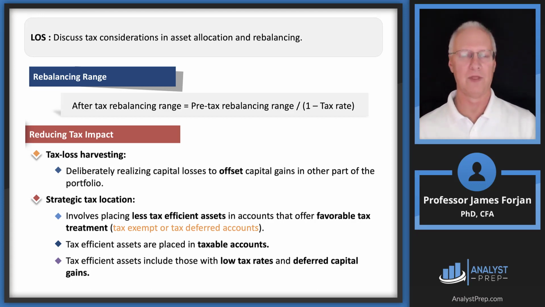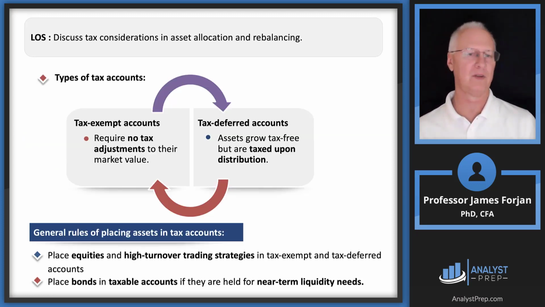Now, of course, we're limited by whatever the tax rules are in offsetting capital gains with those capital losses. So how about strategic tax location? We're going to place less tax efficient assets in accounts that offer favorable tax treatment, and tax efficient assets into taxable accounts. And then we're going to find out, hey, where are we going in the future? Low tax rate, deferred capital gains, et cetera, et cetera.